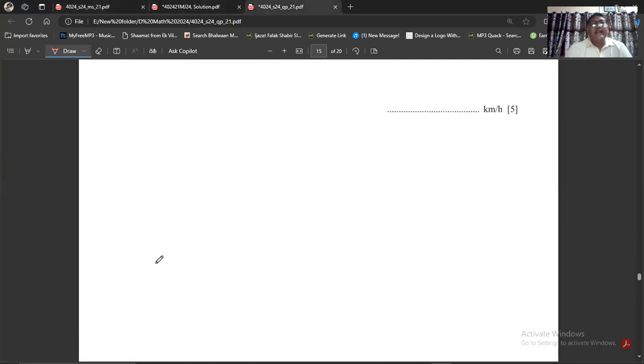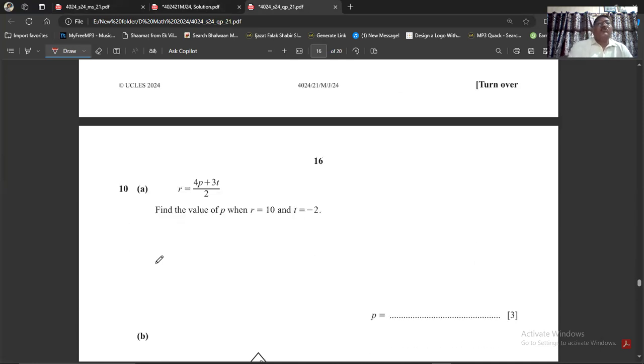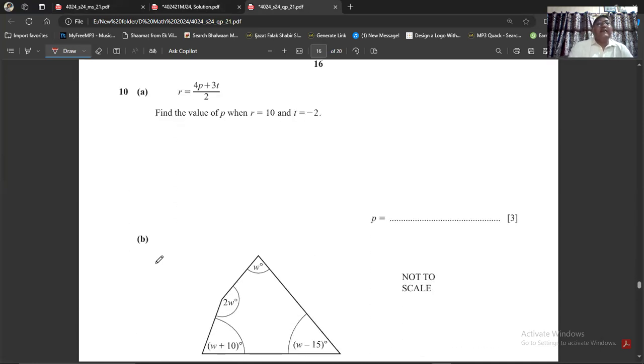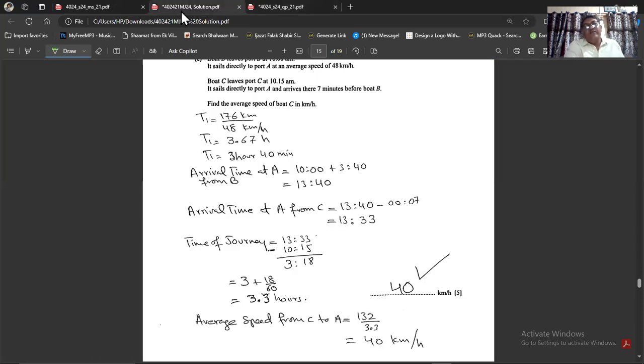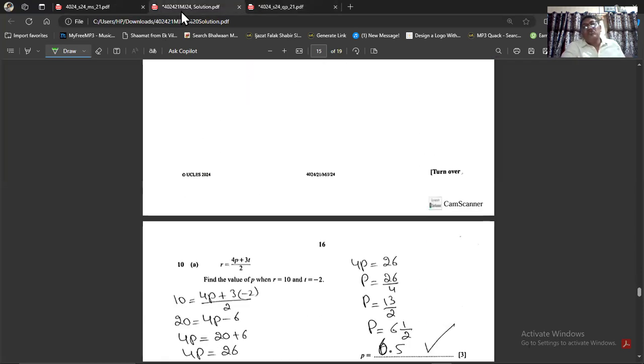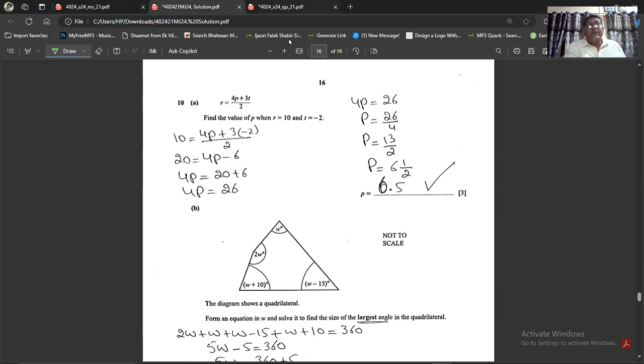Question number 10. And in question number 10, we have R is equals to 4P plus 3T, the whole thing divided by 2. He says find the value of P when R is 10 and T is minus 2. Very simple, straightforward. You have to find out that value. Just substitute those given values in the place of R and T.